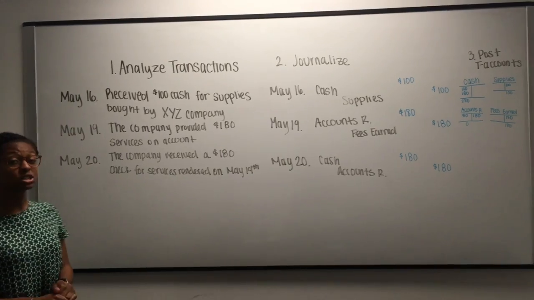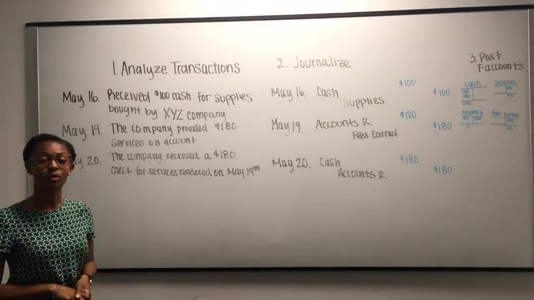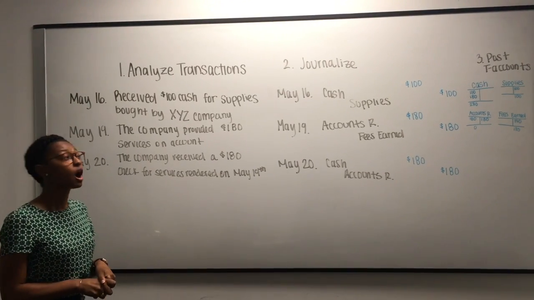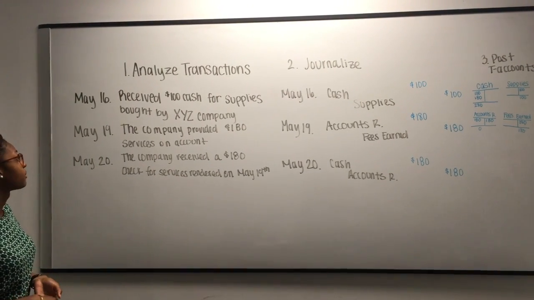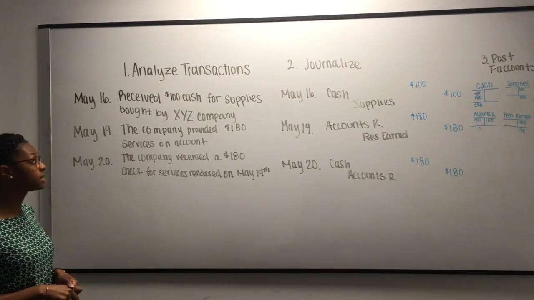Okay, the first step in the accounting cycle is to analyze transactions. We analyze transactions so that we know what's going on within our company. Our first transaction is done on May 16th. We received $100 cash for supplies bought by XYZ Company.